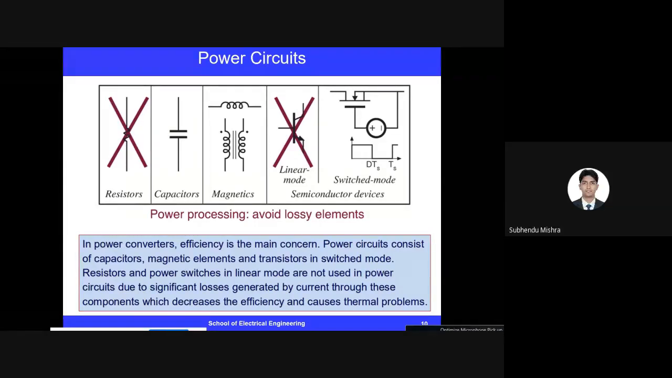Any doubts? In the saturation region, the current becomes more or less constant, right? And there's no change in current with respect to voltage. So how do we control the output? We control the output by having only two states. The state can be either 0 or 1.